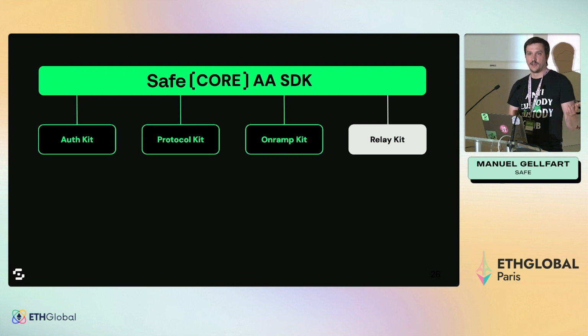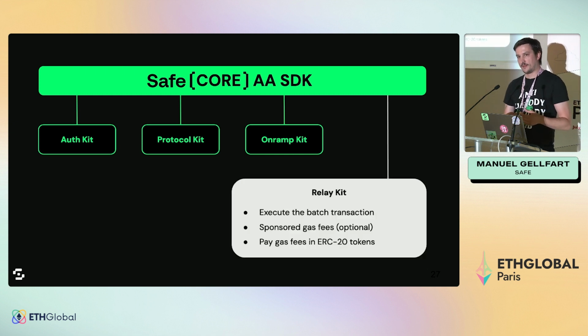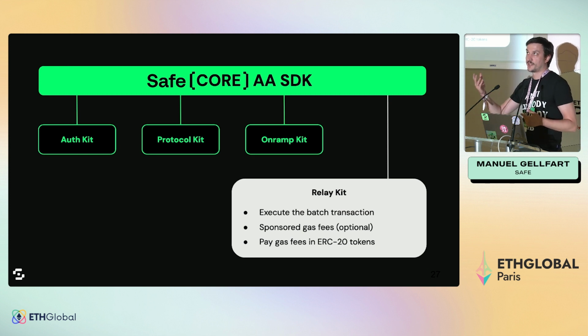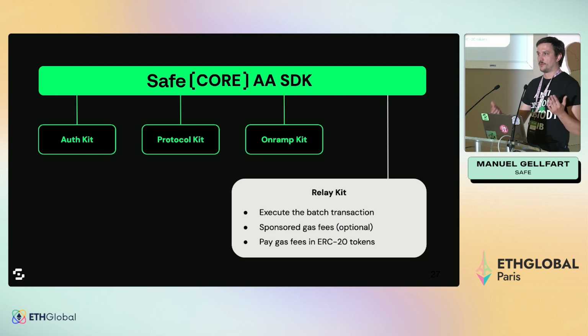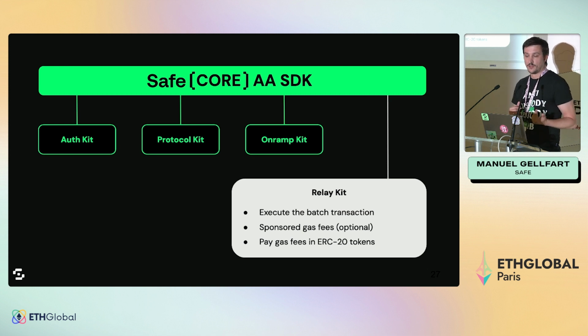And the Relay Kit, where I already mentioned a provider like Gelato. The idea is that you don't pay gas from your EOA, or from the executor of the transaction, or from the signer of your Safe. Instead, you could pay directly from your Safe or through something like a third-party provider which offers to pay the gas for you.